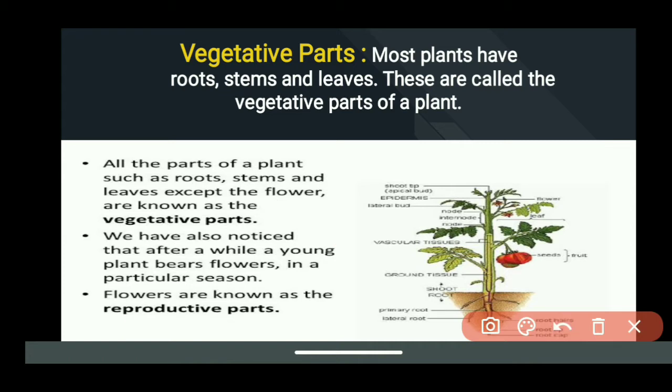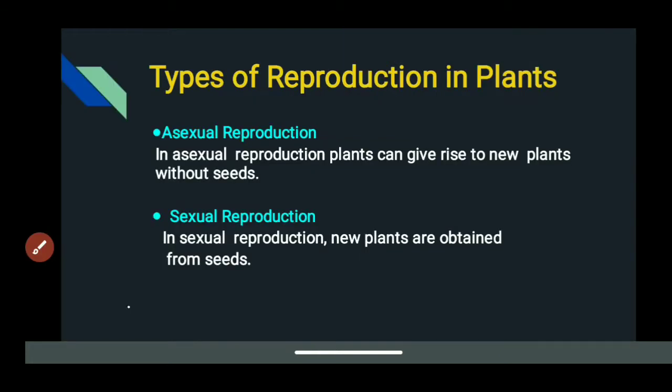We have also noticed that after a while a young plant bears flowers in a particular season. Flowers are known as the reproductive parts. So please remember this point: flowers are not the vegetative parts of the plants, but flowers are the reproductive parts of the plant. Got it? Okay.